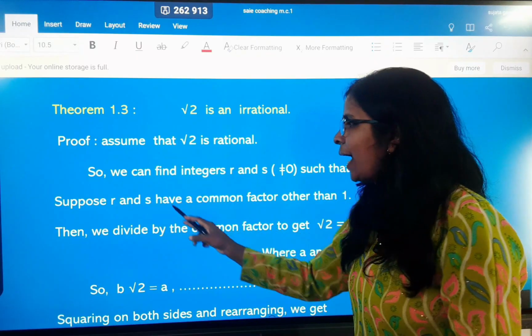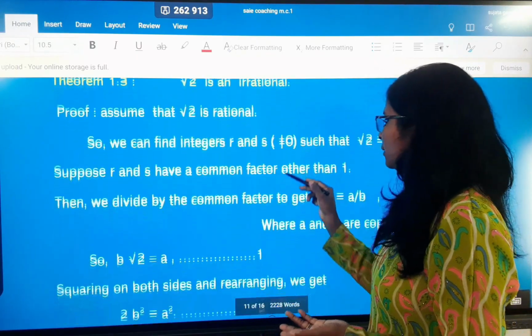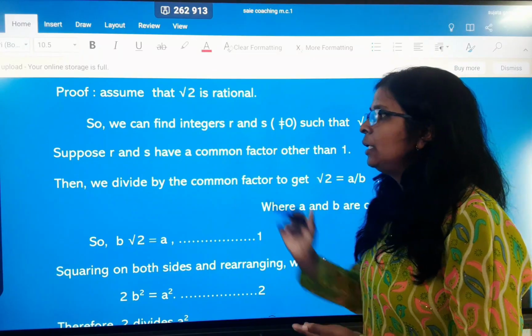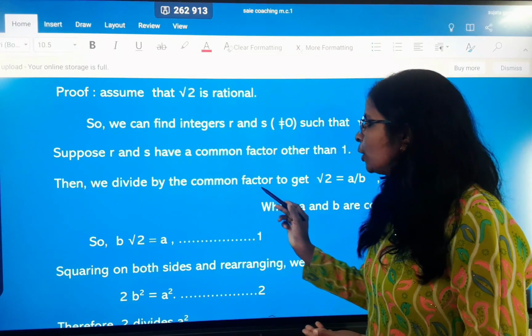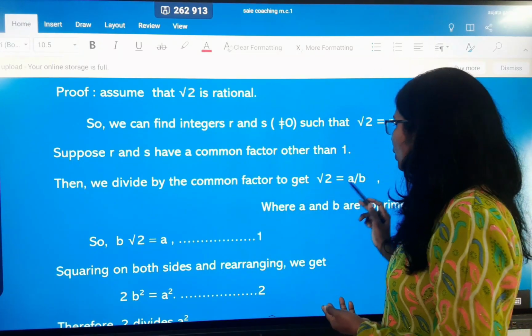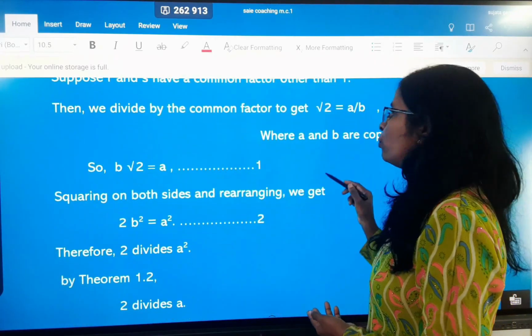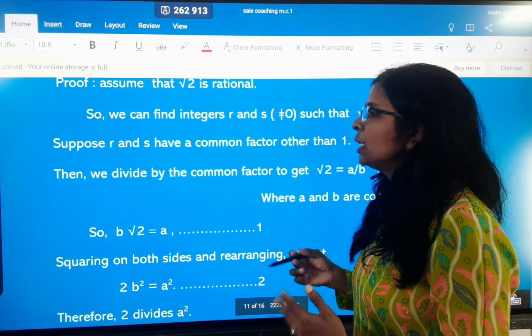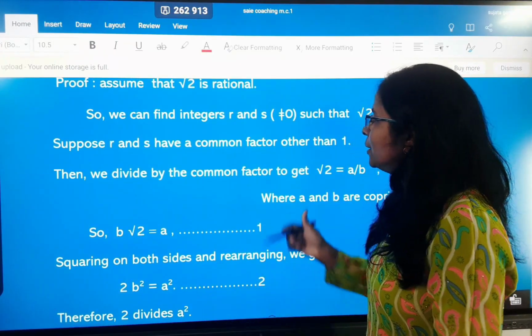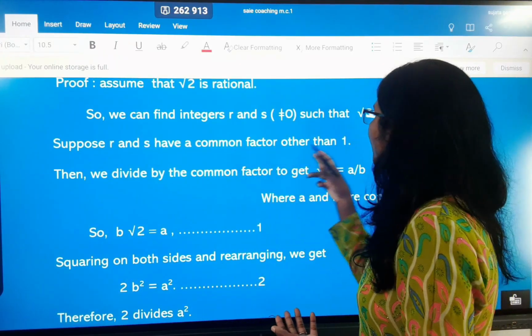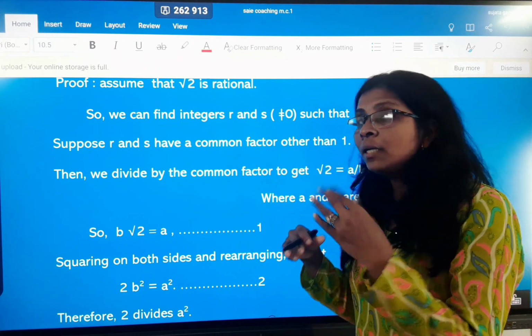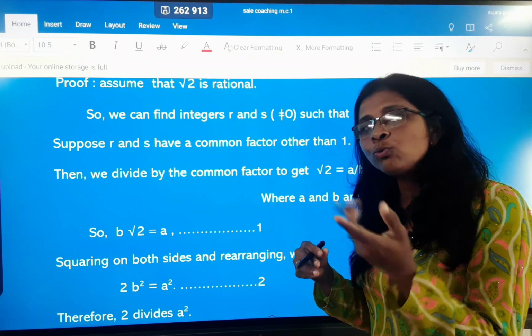Suppose R and S have a common factor other than 1, then we divide by the common factor to get root 2 is equal to A upon B, where A and B are co-prime. Now suppose the common factor of R and S is other than 1, meaning a factor besides 1.